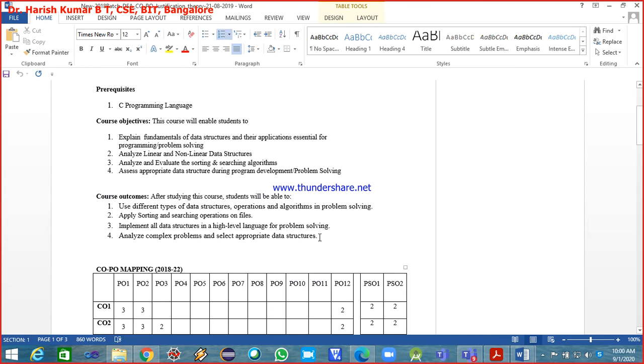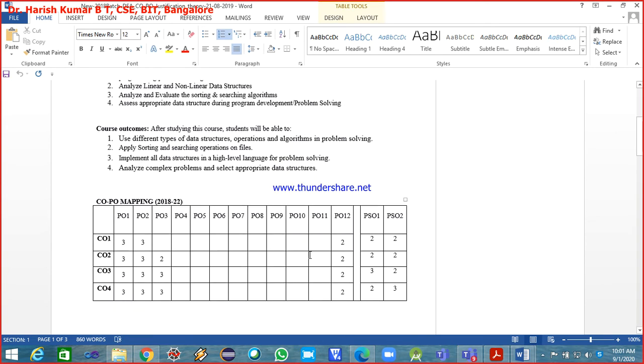So when you want to do any kind of project, after completing this course, you'll be in a position to identify which data structure is required for solving that particular problem statement. So you'll gain that knowledge.